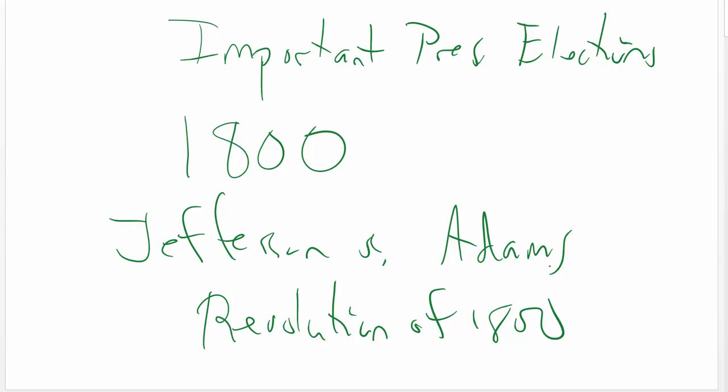I don't want to get too deeply involved in this, but do you remember the Aaron Burr saga? This is when Burr actually tied Jefferson, and they had to go to the House of Representatives to pick the winner. And who changed? Hamilton convinced somebody, I think from Maryland, to change his vote. As a result of that, Burr got very angry, and it's one of the reasons that Burr did what? Shot and killed Hamilton.